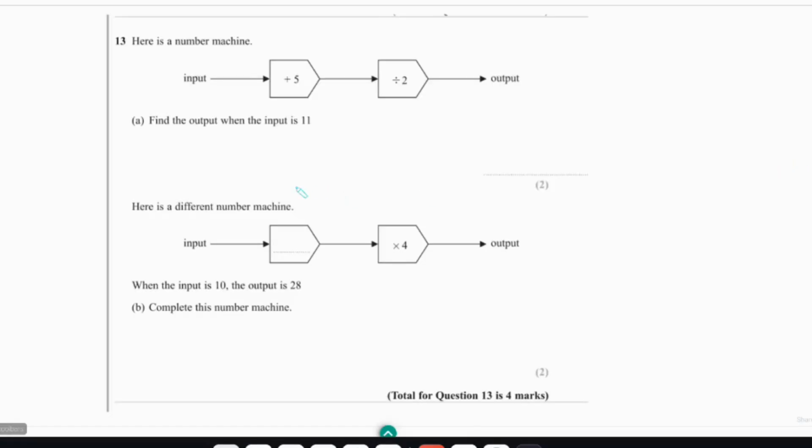Here is a number machine. Find the output when the input is 11. 11 plus 5 is 16. 16 divided by 2 is 8. When the input is 10, the output is 28. Complete the function machine. We'll need to go back through it the wrong way. 28, reverse operation, divided by 4 is 7. 10 take away 3 is 7. So minus 3 is the missing operation.